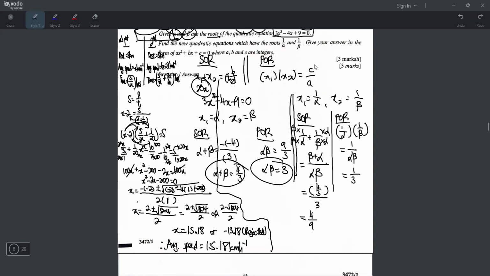Okay, I forgot to tell you something. When you form an equation, the formula will be like this: x squared minus sum of roots x plus product of roots equals 0. So under sum and product, these are the three things you need to know. The only three formulas you need to know.